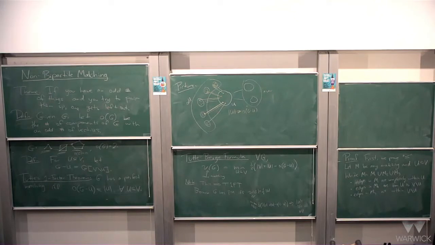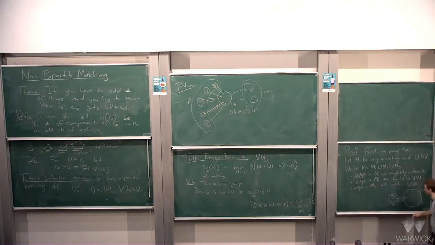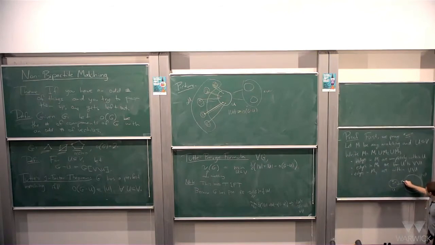So if you look at a set of vertices, with respect to that set there's kind of 3 types of edges, right? So the edges of M1 look like this. They're completely in U. So if this is V minus U, edges of M2 go from here to here, right? And edges of M3 are completely in there. So this is a way of partitioning up the matching.